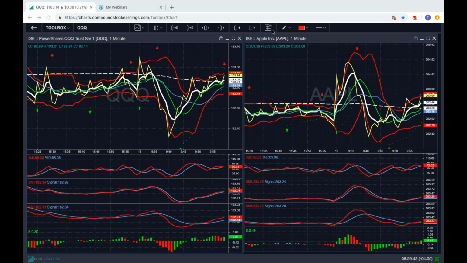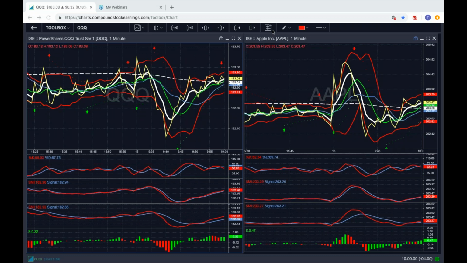Pretty good push up here on Q. Let's prep the 184.5 strike call on cue. And let's go ahead and enter here. Fill that 98 cents up to a dollar. Back down to 99 cents now, up to $1.02.